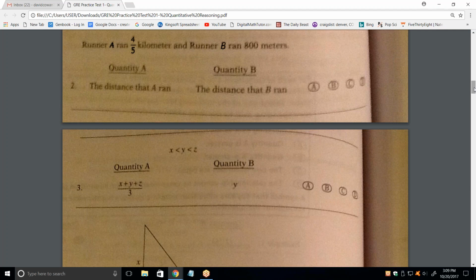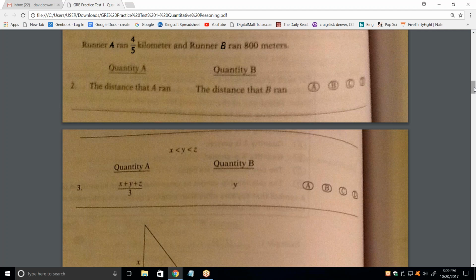All right. Number 2. Runner A ran 4/5 of a kilometer and runner B ran 800 meters. Which one ran the most?